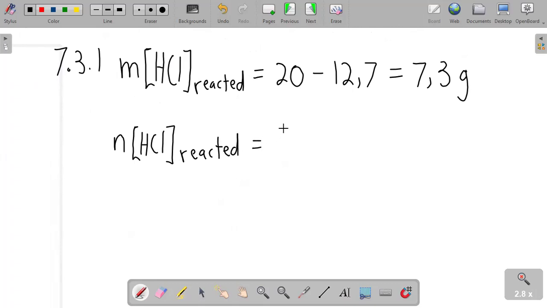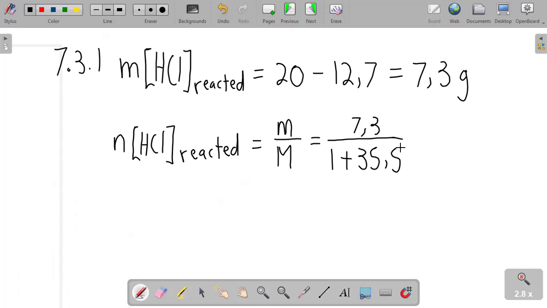Then we're going to say m over M, and here's going to be 1 plus 35.5, and then 7.3. So these numbers come from the periodic table, isn't it? It's for H and Cl. They come from the periodic table here, which is given in the exam. And then you use a calculator here.